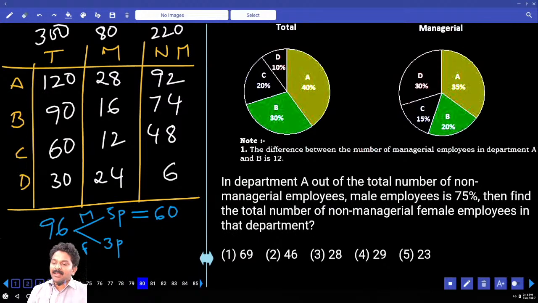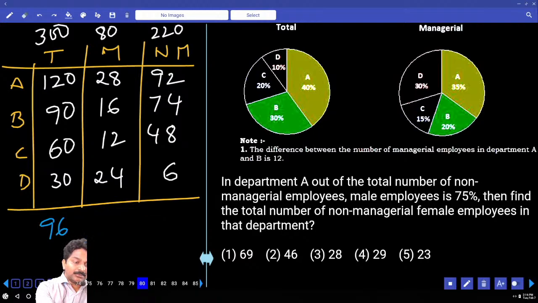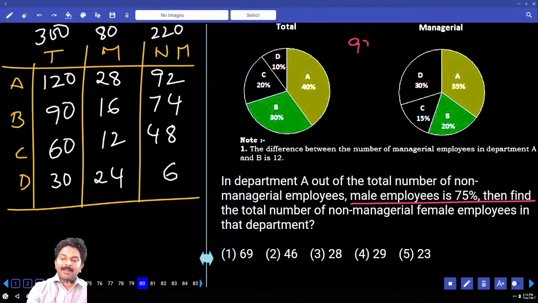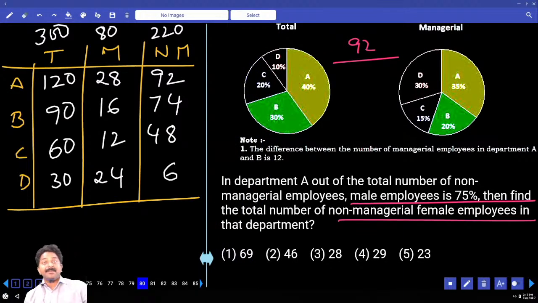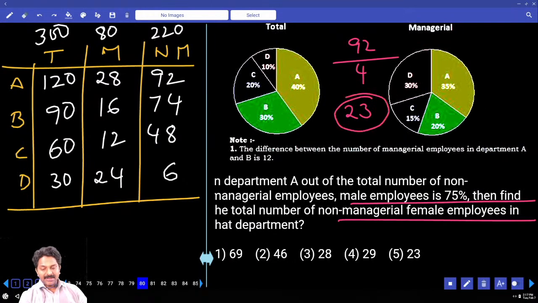In department A, out of the total number of non-managerial employees, 92, male employees are 75%. Find the total number of non-managerial females. If males are 75%, females are 25%. 25% is 1/4 only, otherwise half and half, otherwise divided by 4. How much is that? 23.